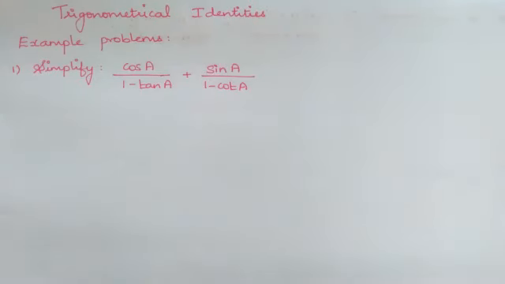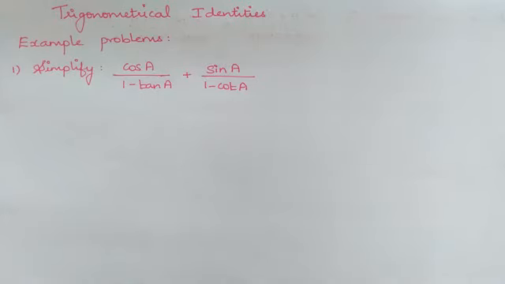Let's try to solve certain problems based on trigonometrical identities. The first problem which we are going to solve is cos A by 1 minus tan A plus sin A by 1 minus cot A. When we are asked to simplify such problems, or to prove a certain expression equal to another expression, it is best practice to convert everything to simple trigonometrical functions, in the sense of cos and sine, so that it will be easy for us to apply the identities and find the solution.